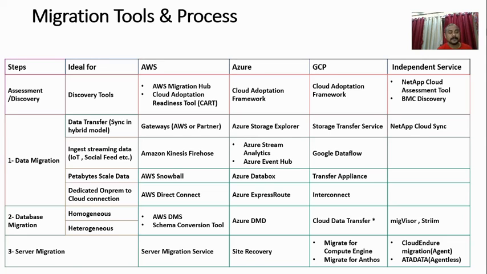You can check that. For server migration, AWS has their own proprietary tool called Server Migration Service. Azure has Azure Site Recovery, and GCP has Migrate for Compute Engine or Anthos. However, AWS promotes their CloudEndure Migration or Application Discovery, one of which is agent based and the second is agentless. So these are the different types of migration that we have.